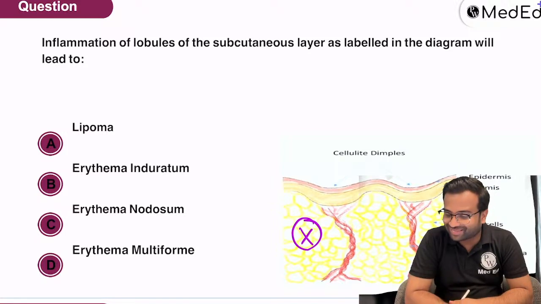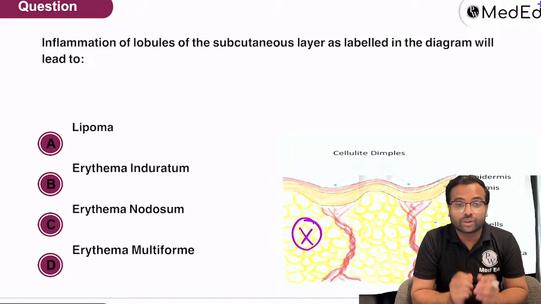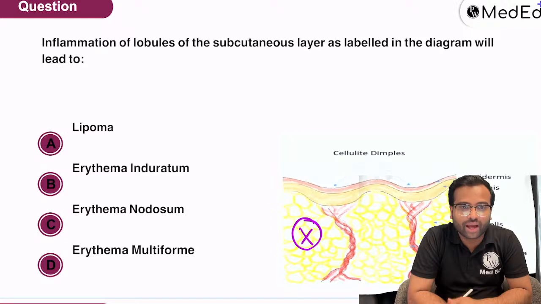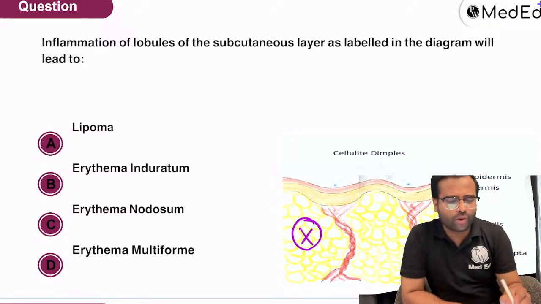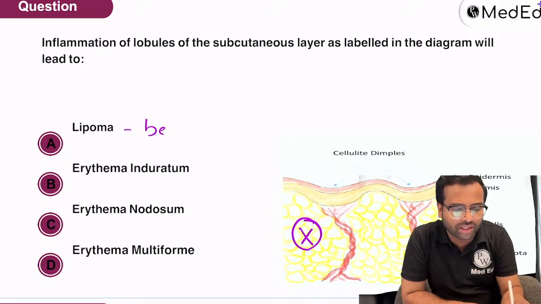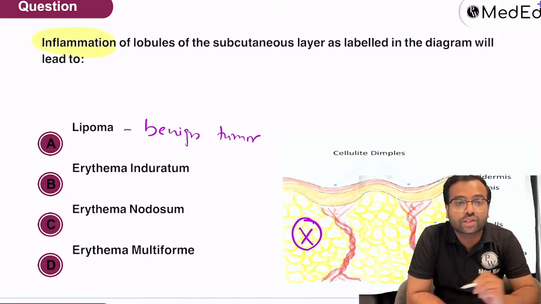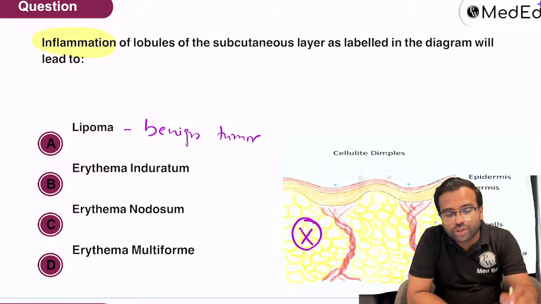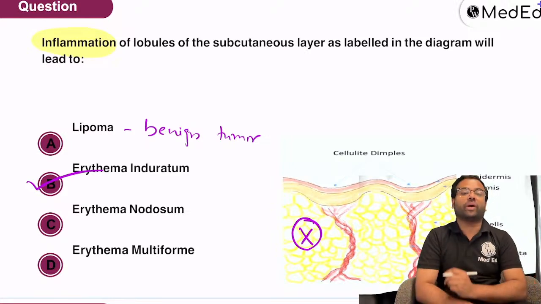Who can answer? So I'm just waiting for your answers in the chat box. So just let me know what is the right answer here. So here there is an image of the subcutaneous layer of the skin, and there is an inflammation of the subcutaneous lobules. Lipoma, no, lipoma is actually a benign tumor, isn't it? So it is a benign tumor. So if it is a benign tumor of the fat cells, see the question. The question is asking you about the inflammation. So what is the inflammation of the lobules? I guess there is some confusion. Some of them is A, some of them is B. But Dharmesh, you got it right. This is going to be erythema induratum.